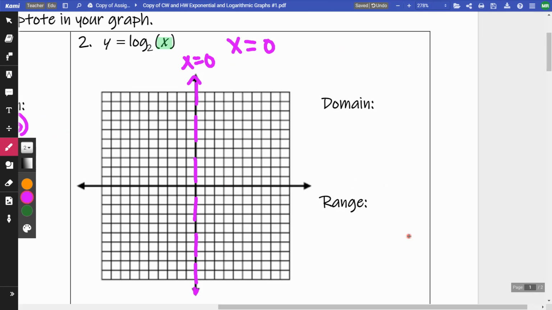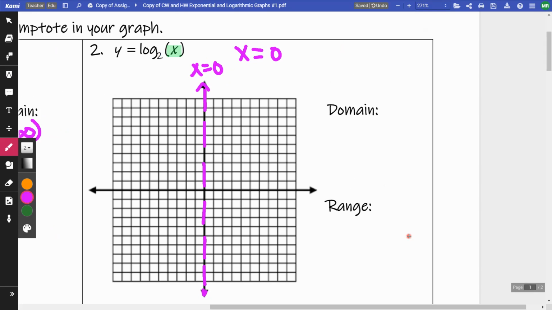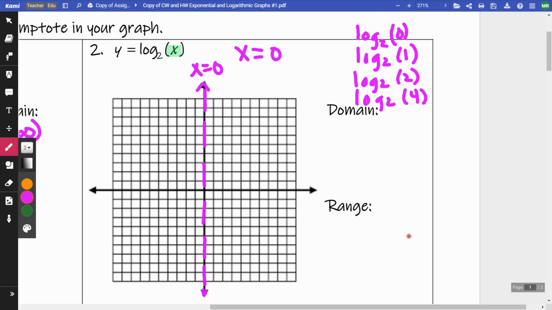And then if I am going to make a table, again, I'm going to write it out. Let's say I do log base 2 of 0, log base 2 of 1, log base 2 of 2. Let's say I do log base 2 of 4, just as an example. So this first one is really saying 2 to what power gets me 0. And that is undefined. And that is why I have an asymptote here. So whatever makes this parenthesis 0, whatever makes me take log of 0, that is going to be undefined.